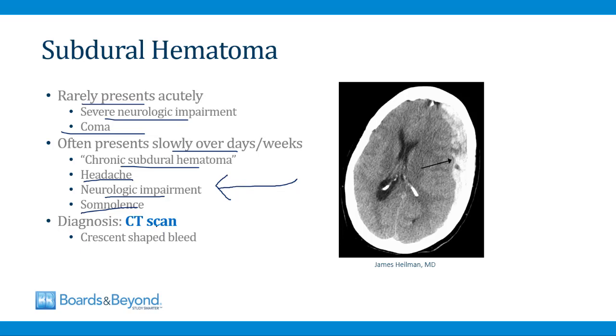The diagnosis is made by CT scan, just like with subarachnoid hemorrhage, and what you will see is a crescent-shaped area of bleeding near the skull. If you look at this CAT scan on the screen here, this is the subdural hematoma. It's this white crescent-shaped area just beneath the skull on the right side.